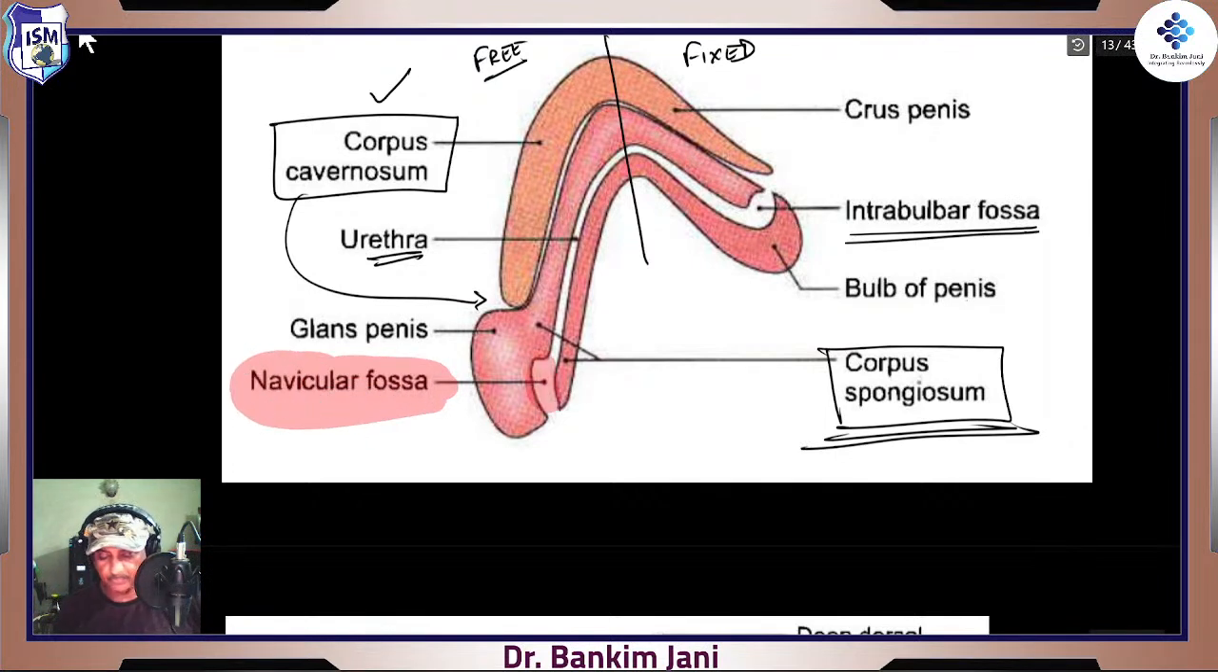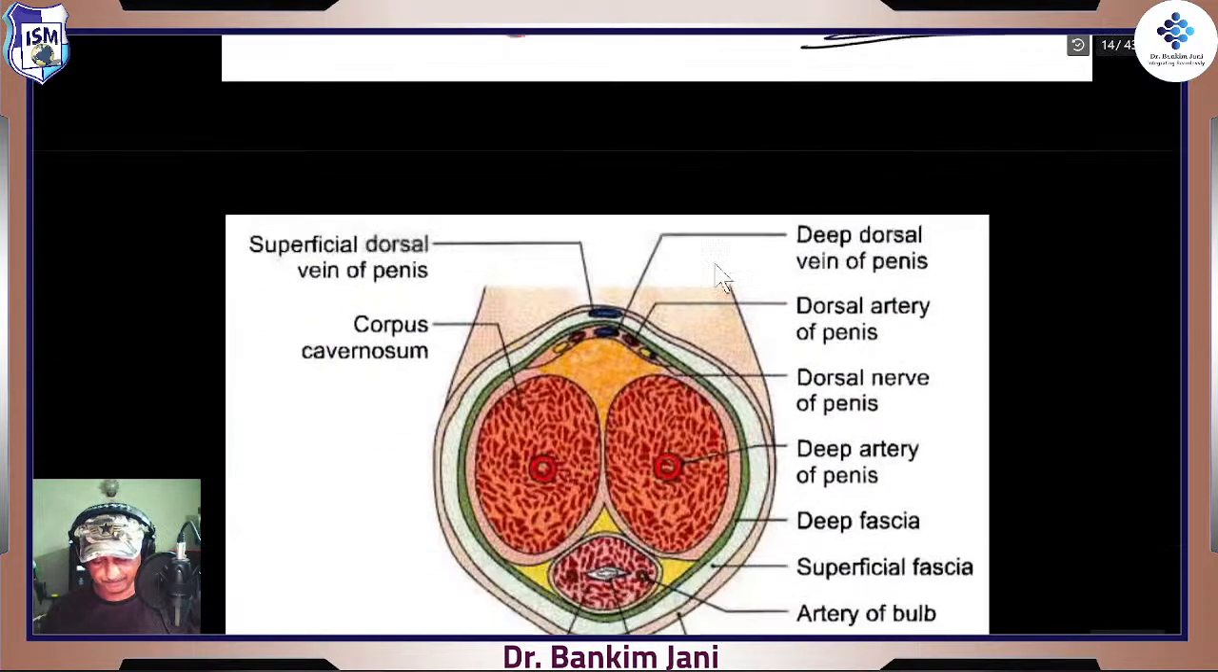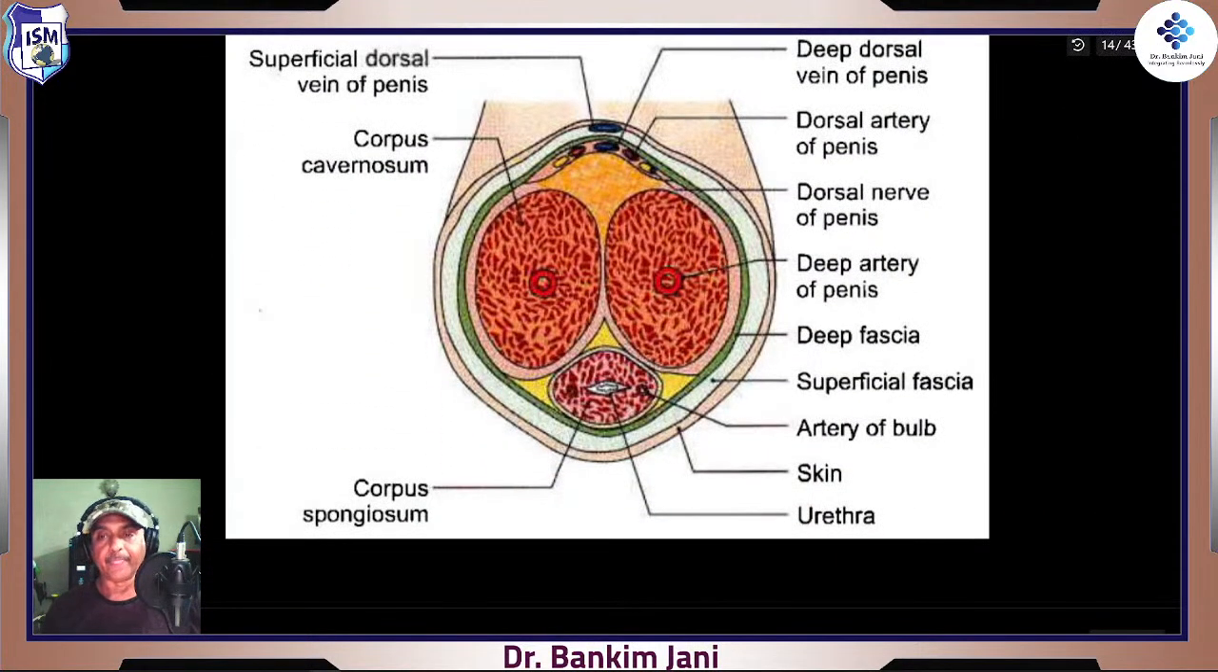This fossa, right? That is the space where it is a bit enlarged. So this is like a cross section. Okay, when we take a transverse section, what you really see is that there are veins.